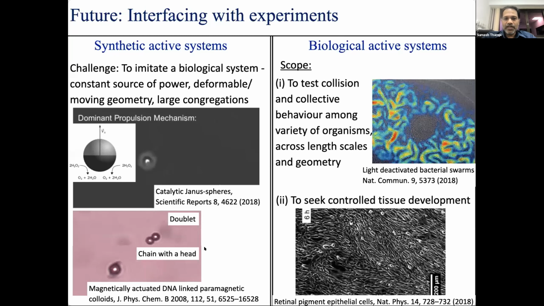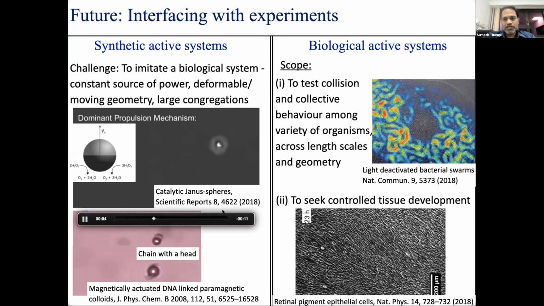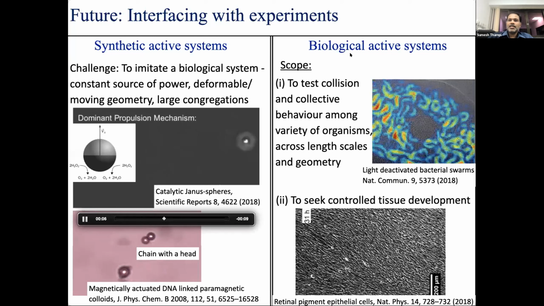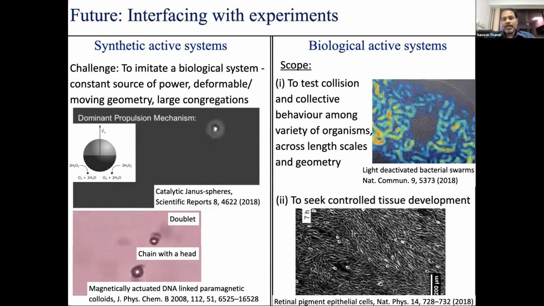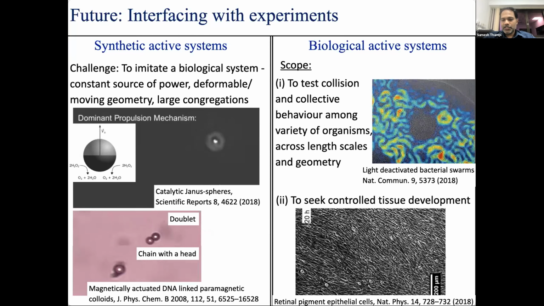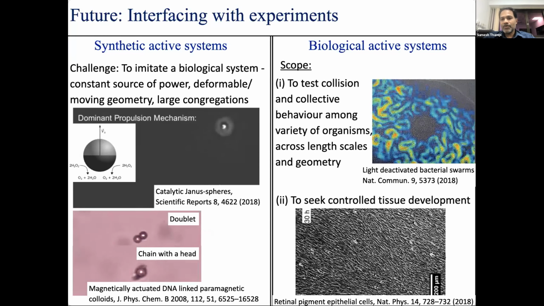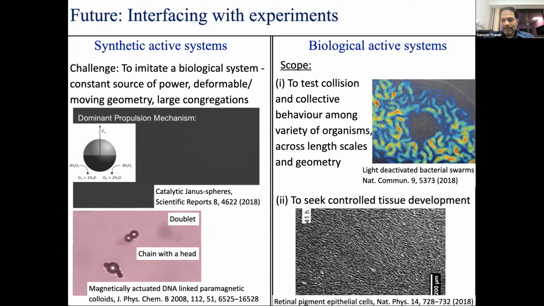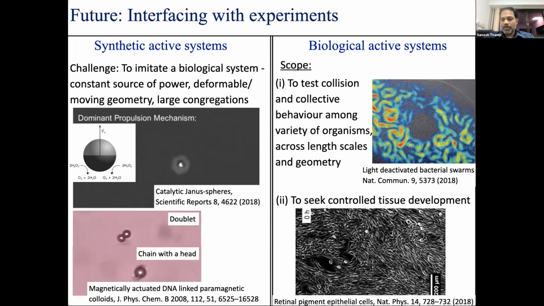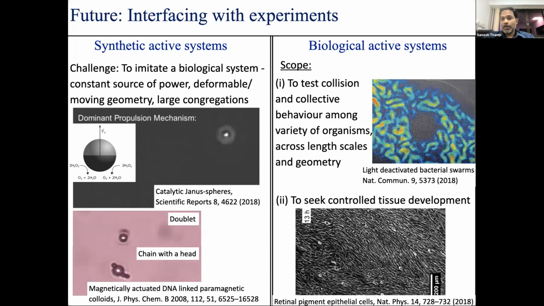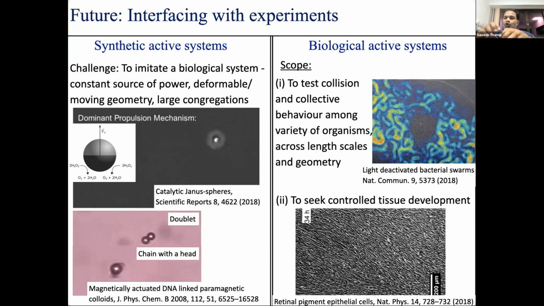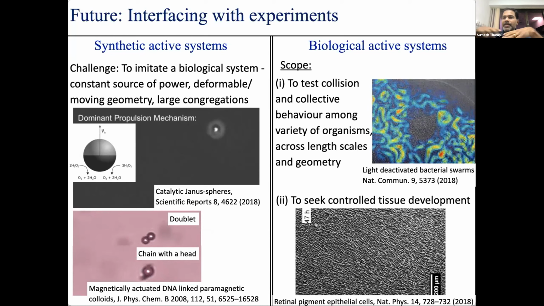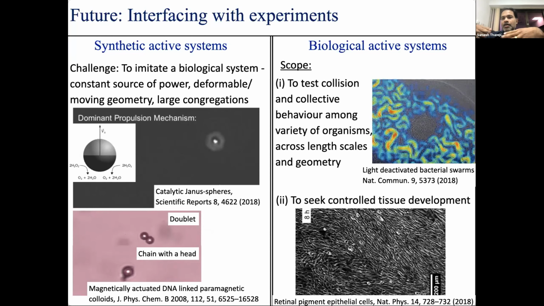So that's how you could ask a lot of questions. On the other hand, if you are interested in using actual biological systems, then again, as I showed you, the importance of geometry is one big question that you have. You could look at a variety of organisms over a large length scale. It's also shown that even tissue development can be thought of as a flow.